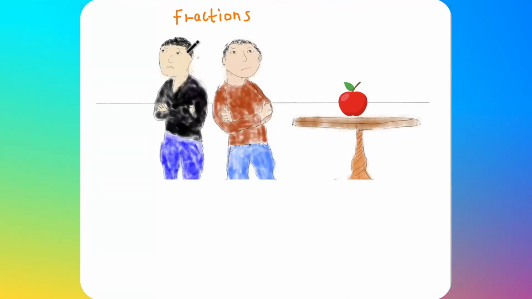As you can see, we have two people who are not very happy. We're going to call this boy Tim and this boy Michael. Michael and Tim are brothers, but they don't seem to be getting along. Here we have a lovely juicy apple on the table. Tim and Michael both want the apple.